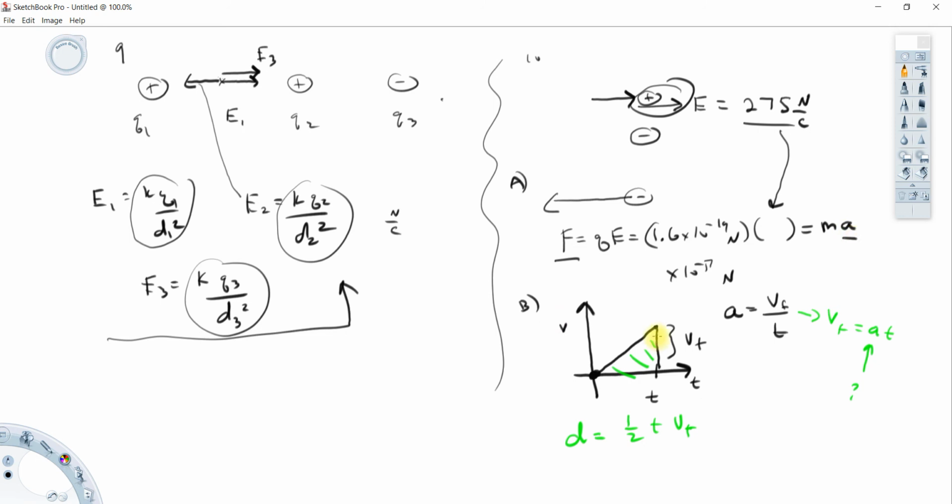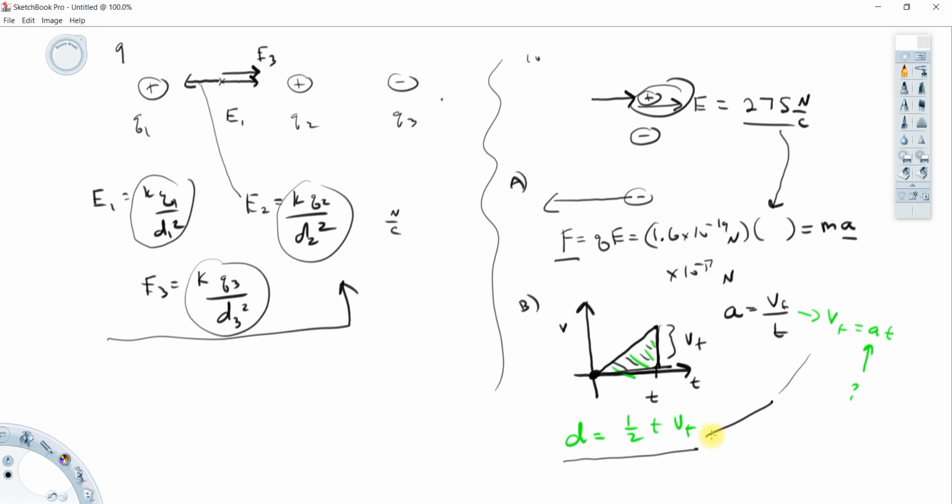Getting back to the graph, the acceleration is the rate that velocity changes. It's going to be the slope, V final over T. The area here is going to give us the distance traveled. You have to combine these two equations to solve for time. So that should get you through these two problems.